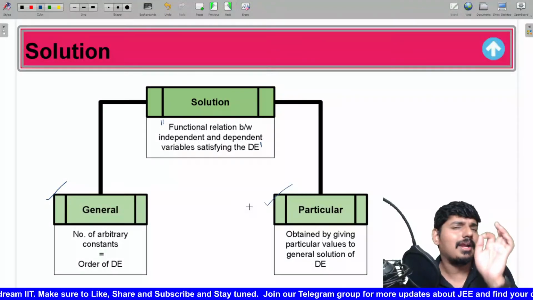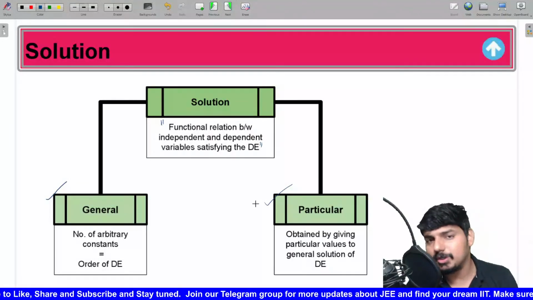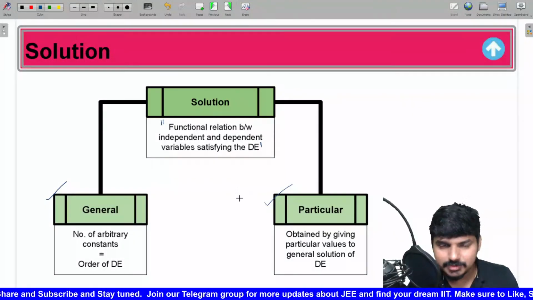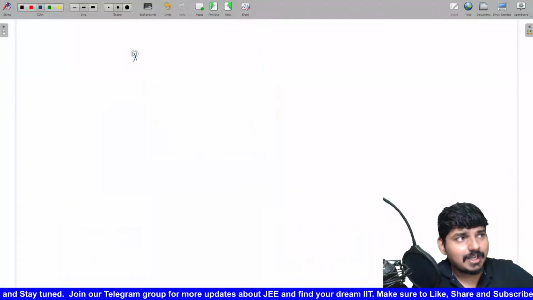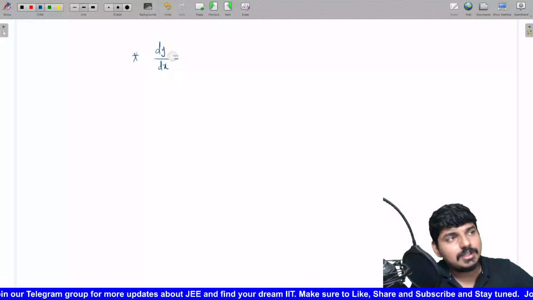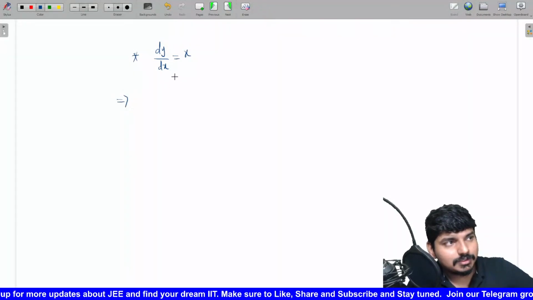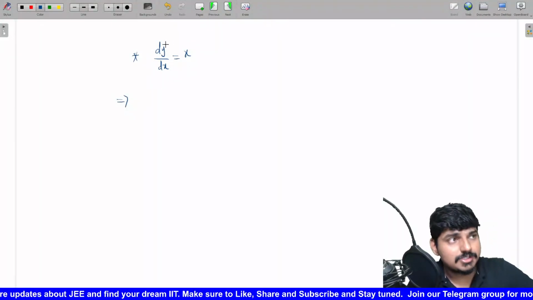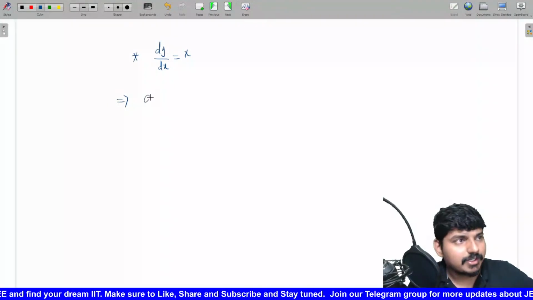Confused? I'll tell you what is the difference between the general solution and the particular solution, everyone. Everyone listen to this very carefully. Now look here, let us say I have this type of differential equation, dy/dx equal to, let us say, x. Now, if I want to find the solution of this differential equation, I need to solve this, right? So if I want to solve this one, I can do it in this way.